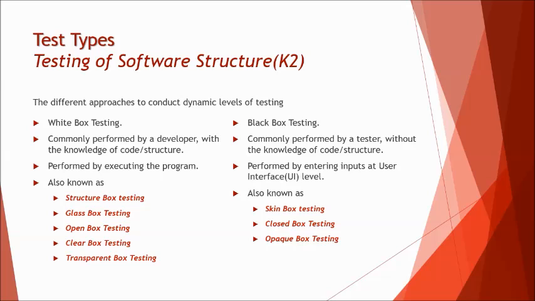And there are also a lot of synonyms which ISTQB prefers to add to the syllabus, and here are some of them. White box is also known as structure box testing, glass box testing, open box testing, clear box testing, transparent box testing. If you see, all these terms basically mean one thing, including the term white, that is, I can see through what's inside.